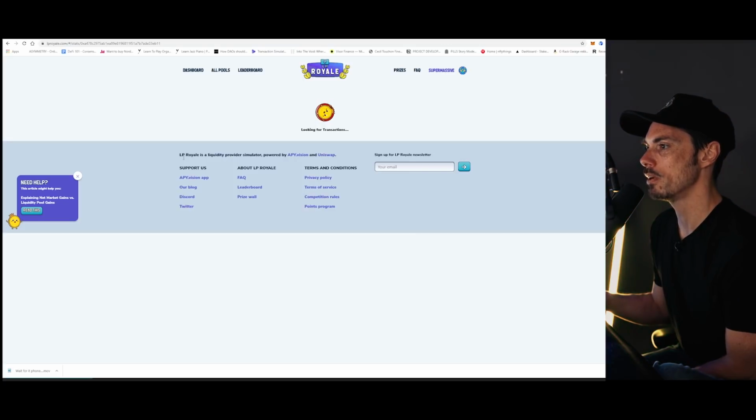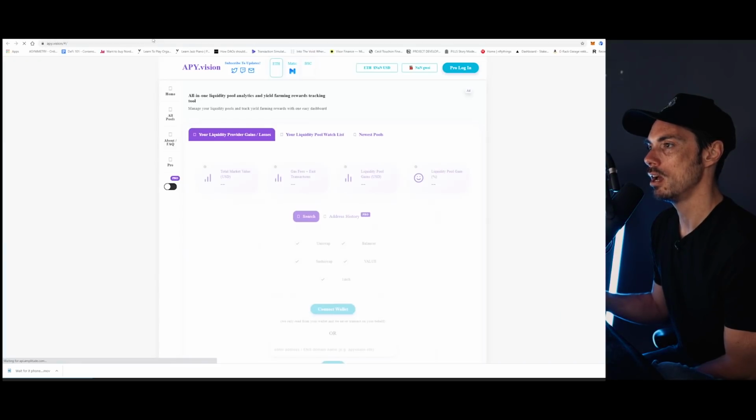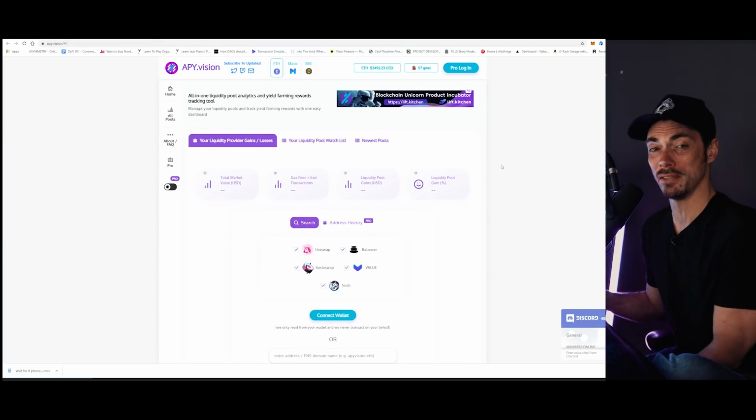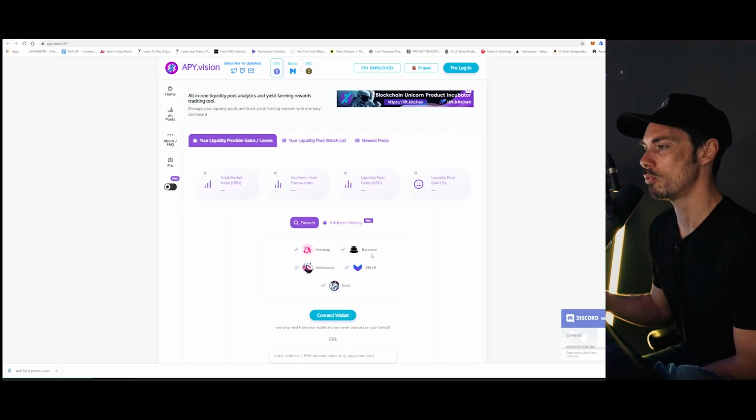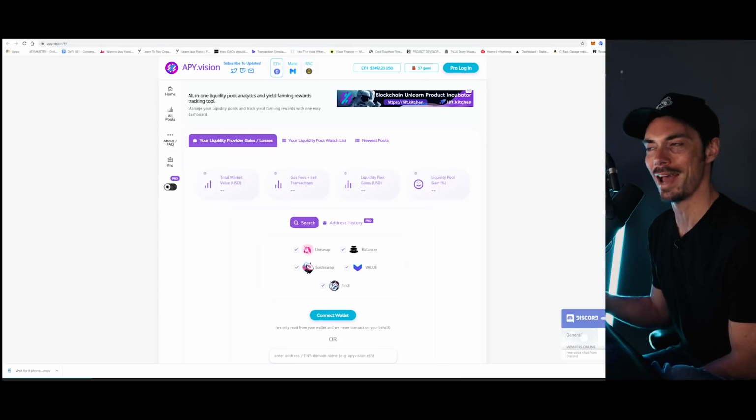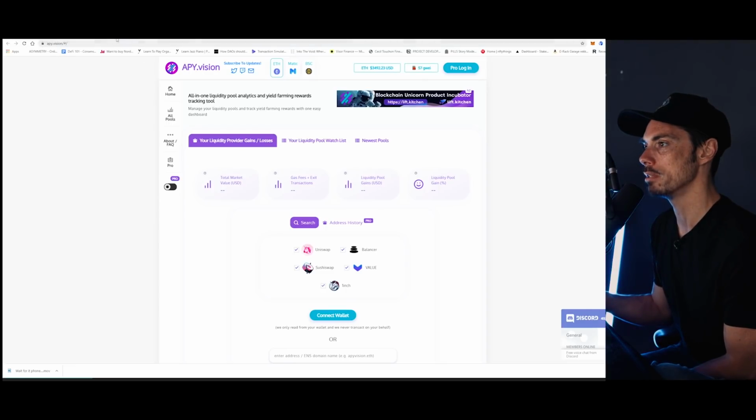If you see here, the liquidity provider similar is powered by APY.vision. It's worth looking into APY.vision actually. If you are providing liquidity for real, this dashboard will give you a pretty good way of measuring your impermanent loss and where you are at in your LP positions. So it's definitely worth looking into that.